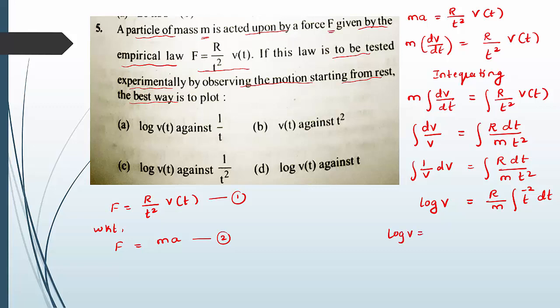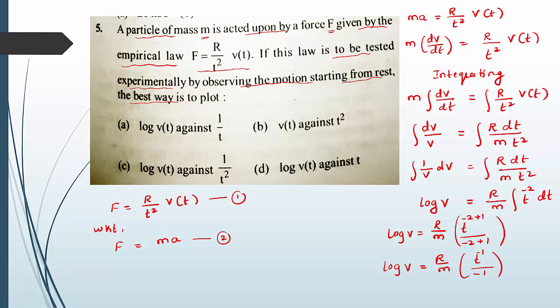Log V equals R by m into the integration of T raised to minus 2. Using the integration of x raised to n, we can write T raised to minus 2 plus 1 divided by minus 2 plus 1 after integrating. So we got log V is equal to R divided by m into T raised to minus 2 plus 1, which means T raised to minus 1 divided by minus 2 plus 1, which will be minus 1.